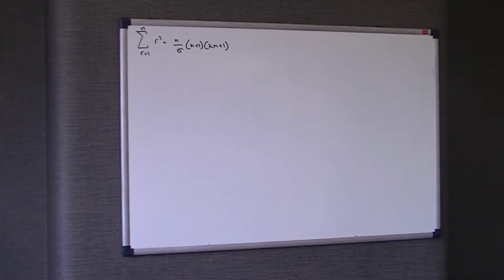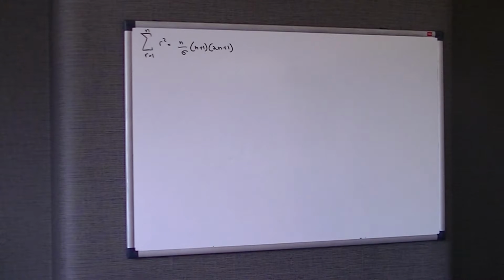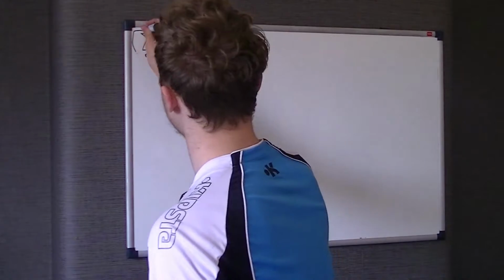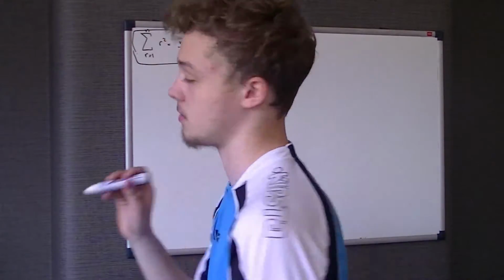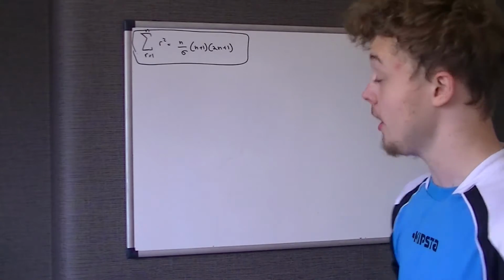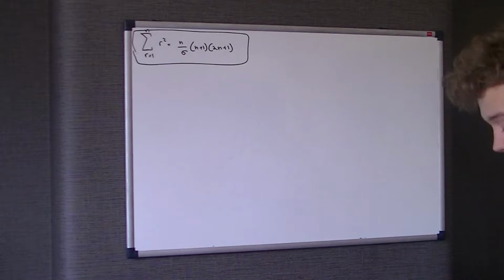Hello and welcome. Now this is the next little bit of the video. In this video I'm going to be proving that the sum of r squared is equal to n over 6. Well, it's not a new video, it's just an extension of the old one. Anyway, it's n over 6 times n plus 1 times 2n plus 1.